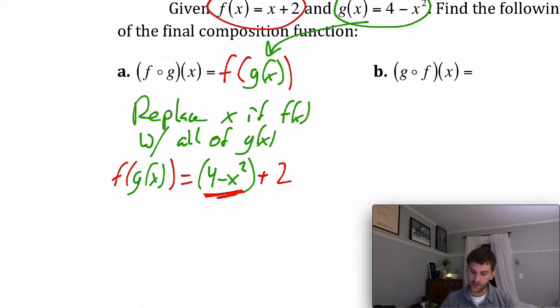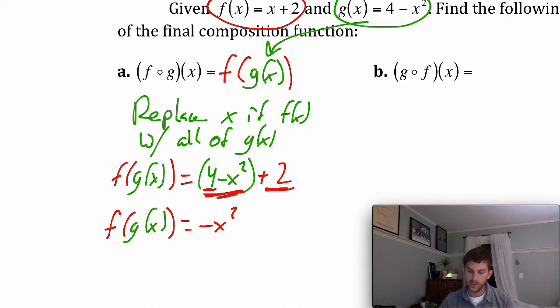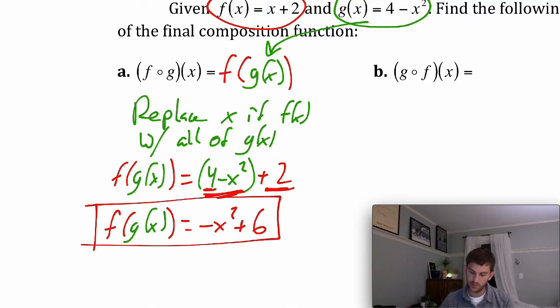Now we're going to clean that up a little bit because we have a common 4 and common 2, so we've got 2 common terms there. Putting this in standard form, f composed of g of x equals negative x squared plus, we got 4 plus 2 would be plus 6. So we plugged in function g into function f.